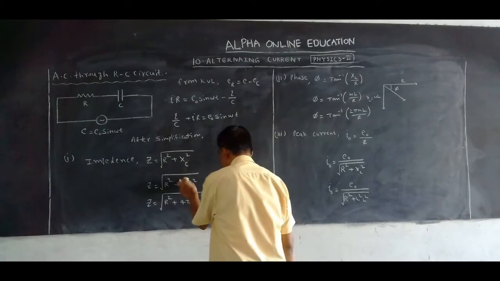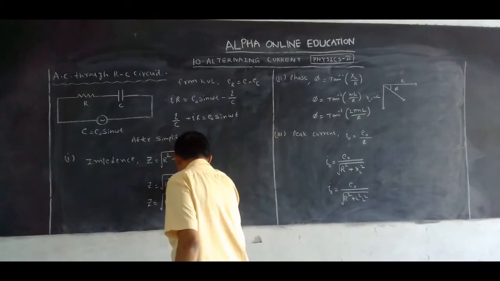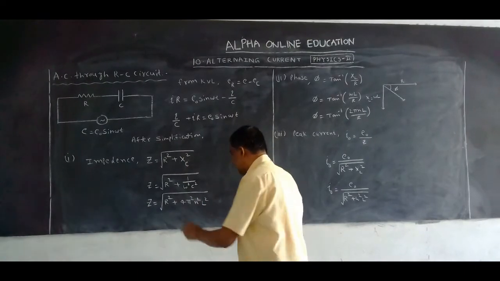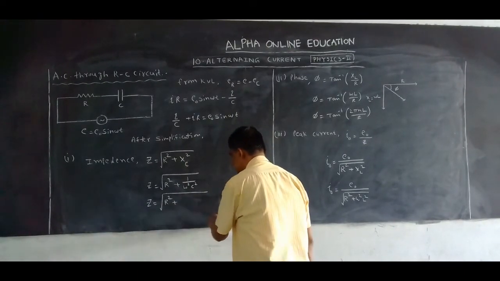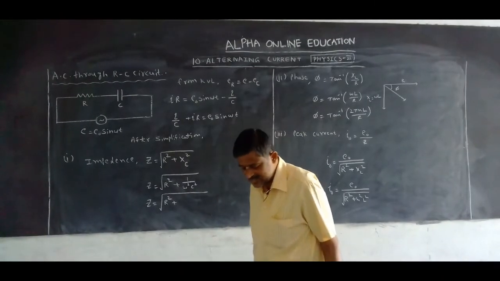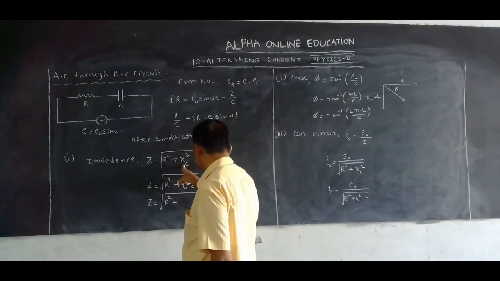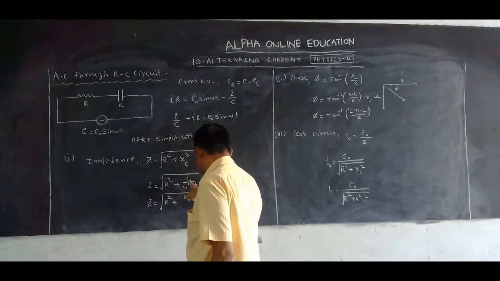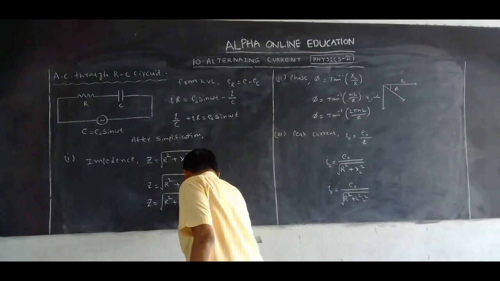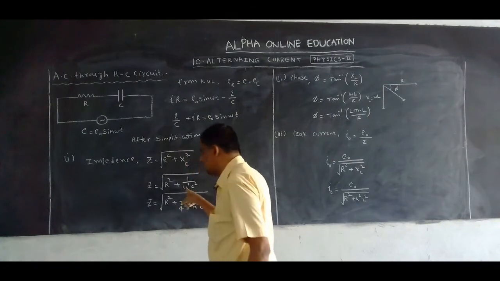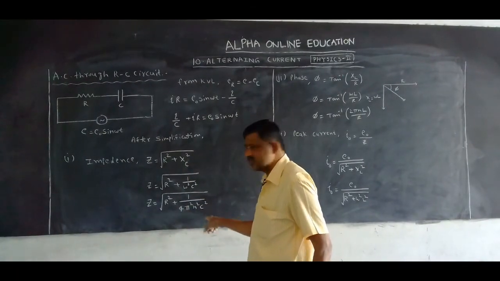Now what is the value of XC? XC is equal to 1 by omega C. That's why omega square C square. Now when the generator is connected to RC circuit which are in series, the impedance is Z is equal to root R square plus XC square. Otherwise Z is equal to root R square plus 1 by omega square C square. We know the value of omega, omega is 2 pi n, but omega square is 4 pi square n square.